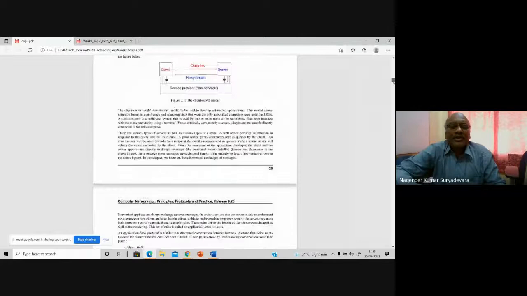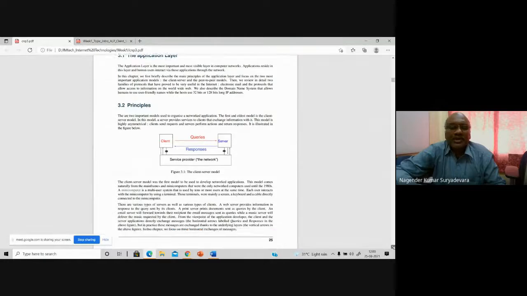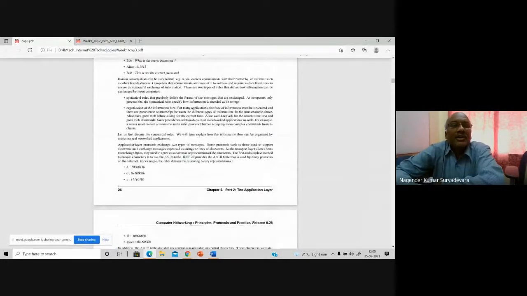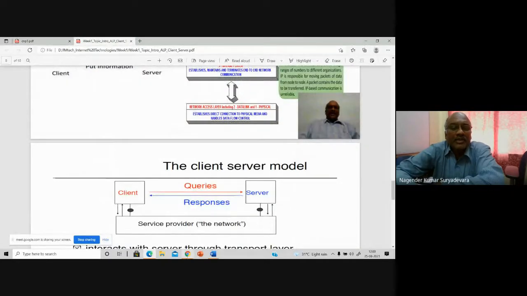You can see the complete meaning is there, the application layer, the principles, the queries and the responses that come here. Read the paragraphs properly, you will understand it more clearly, and I'll come back to that at a later stage. Any queries here, please, at this point?